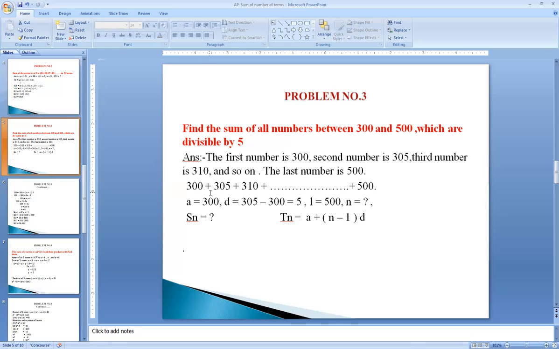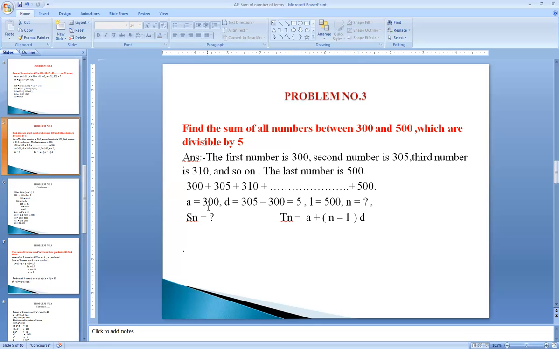So here 300 is the first number. After 300, the next number where we get an exact value is 305. The next number will be 310. So take some three numbers from the beginning, then we should go to the last. First we check the last number in the given range, 500 divided by 5. Here also we get an exact number, that is 100, so this will also be considered.